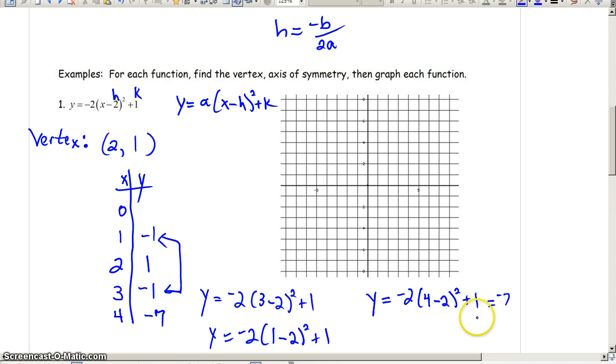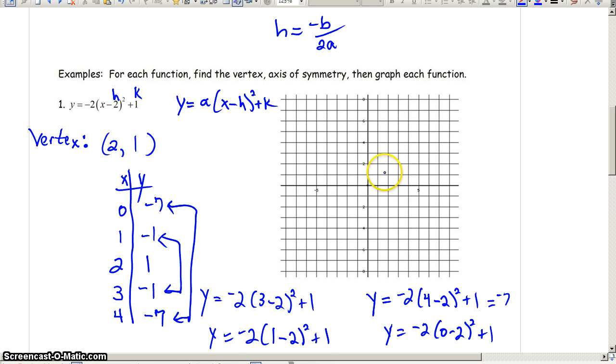You might wonder if this is what we get when we plug in a 0. It certainly should be. Let's make sure that it is. Real quickly, 0 minus 2 is negative 2. Negative 2 squared is a 4. 4 times negative 2 is negative 8. Negative 8 plus 1 is in fact negative 7. So we would get this confirmation.